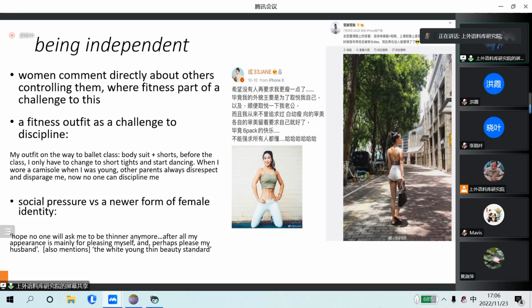But nevertheless, we do see in this other post a bit of a lack of confidence, perhaps, because she actually signals that there's a lot of social pressure on her.